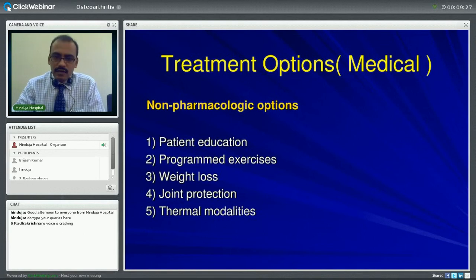Certainly in early stages of arthritis, medical management helps. Before that, there are non-pharmacological options, meaning other than medication, what we can do. Patients need to be educated regarding an exercise program which allows strengthening of the muscles around the knee.